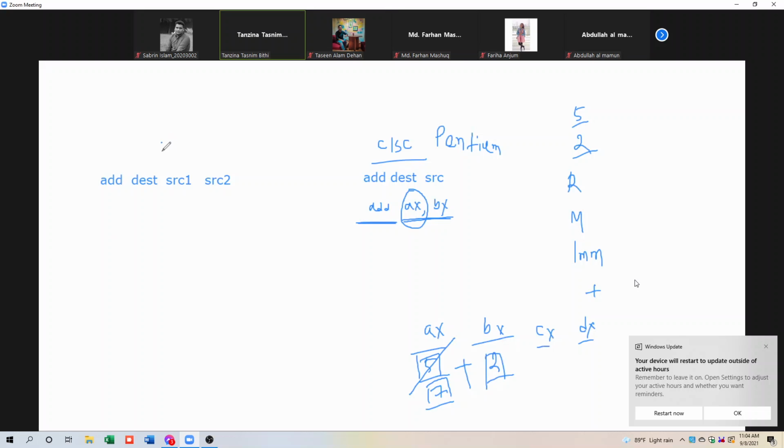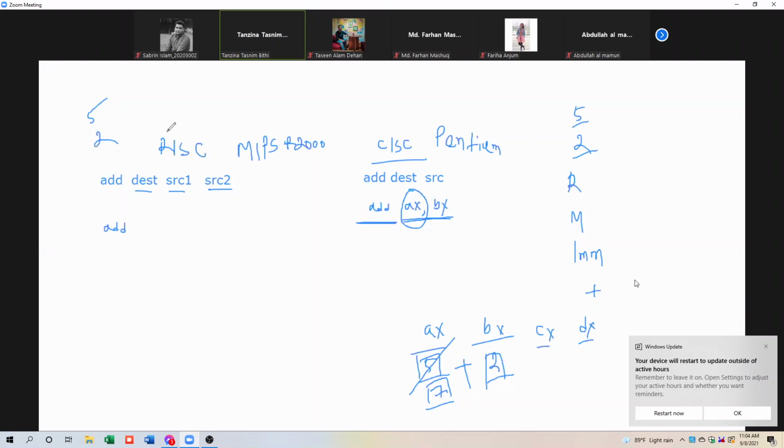What about RISC processor? So now suppose the RISC processor is MIPS R2000 processor. This RISC processor is a 3 address processor. So there are 3 addresses: destination address, source 1 address, source 2 address. Now the operation is addition, but now the processor is going to add how many numbers? 2 numbers, right? And the numbers are 5 and 2.